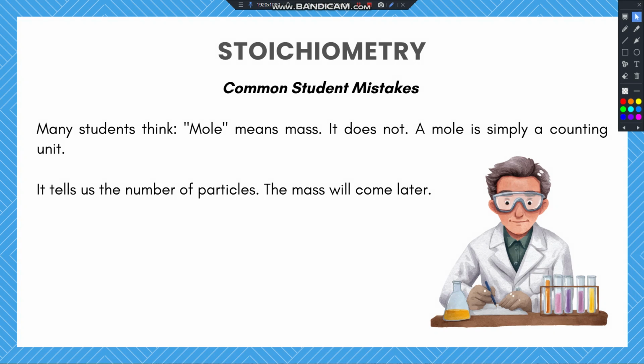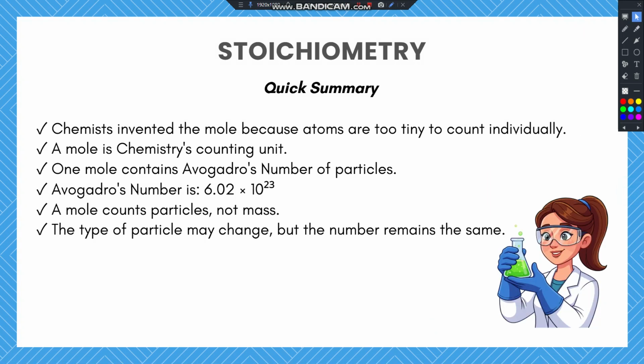So talking about mass, we'll move into that as we progress in this series. But the summary of all we've been saying since the commencement of this video is chemists invented the counting unit called the mole because atoms are too small to count one by one. You can't even see them with your naked eyes. And a mole is simply chemistry's counting unit, 6.02 times 10 raised to the power of 23 particles. 1 mole contains Avogadro's number of particles, and that Avogadro's number is this number that I just wrote over here.